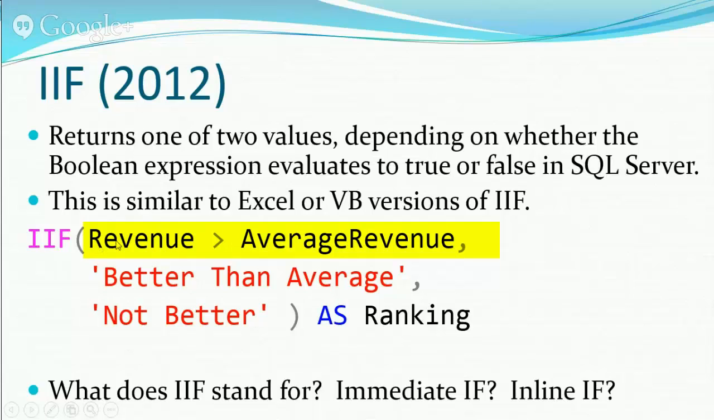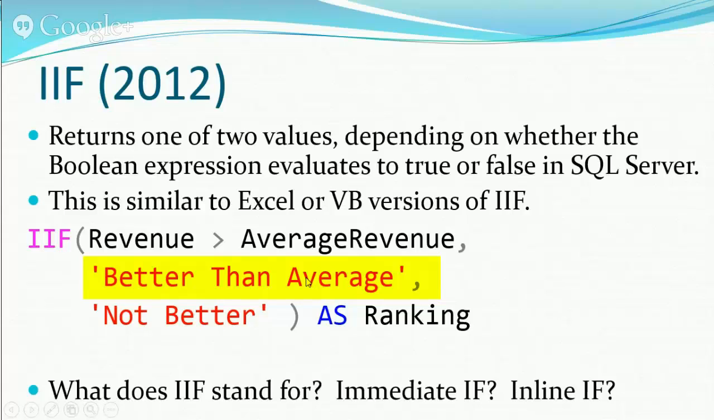The first parameter is a boolean expression. Here it's revenue and average revenue. And the second parameter is the result that is displayed if it's true. The third parameter is the result that's displayed if it's false.